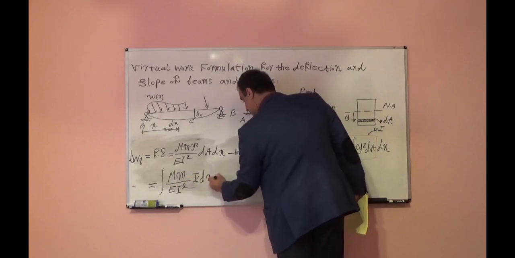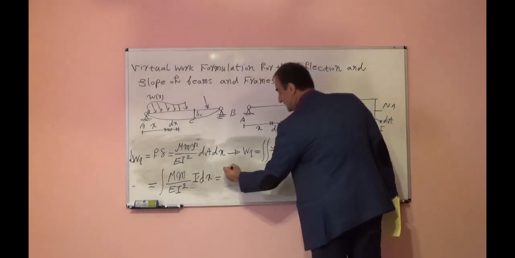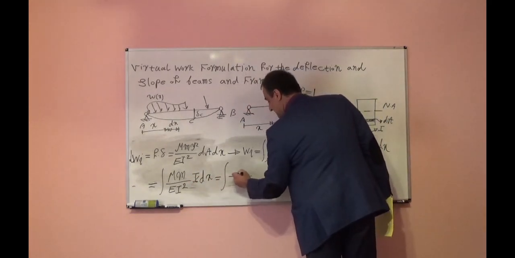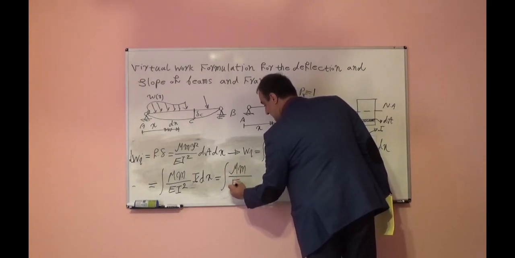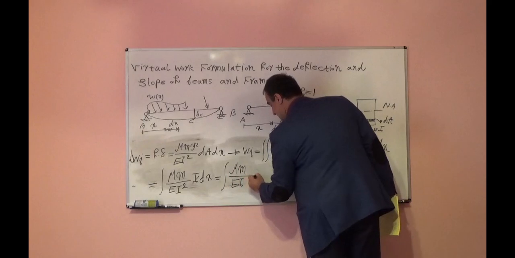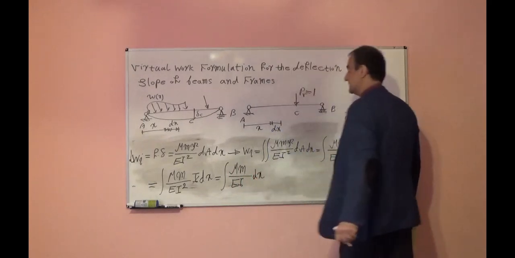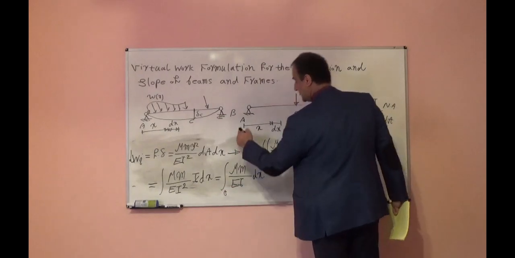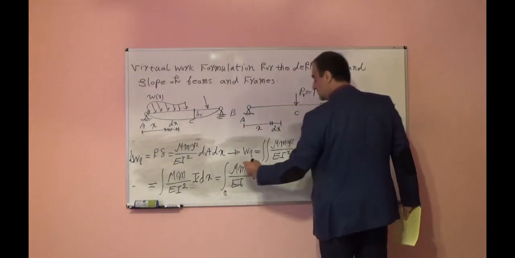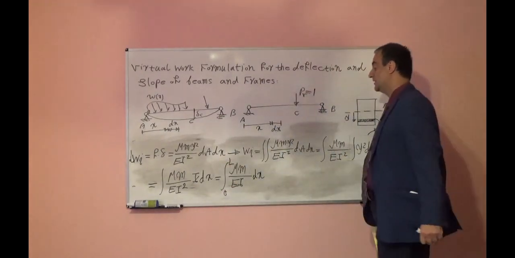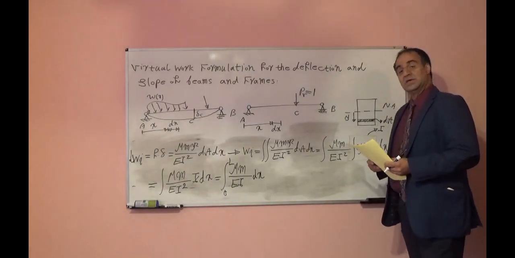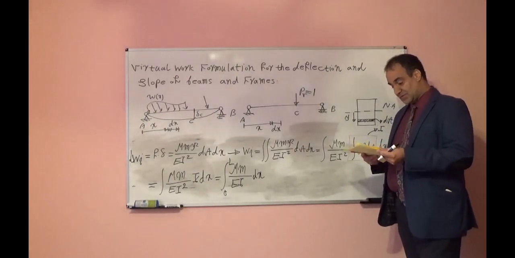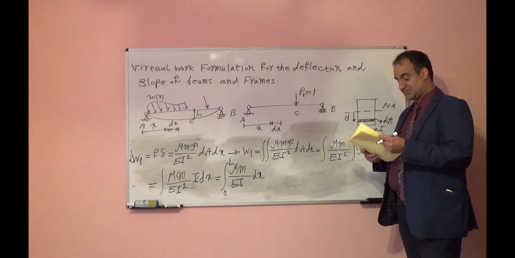These two I's will cancel out, so we end up with integration of M m over E I dx. What is the variation for dx? x goes from 0 to L here. This will be the entire internal work for this system.